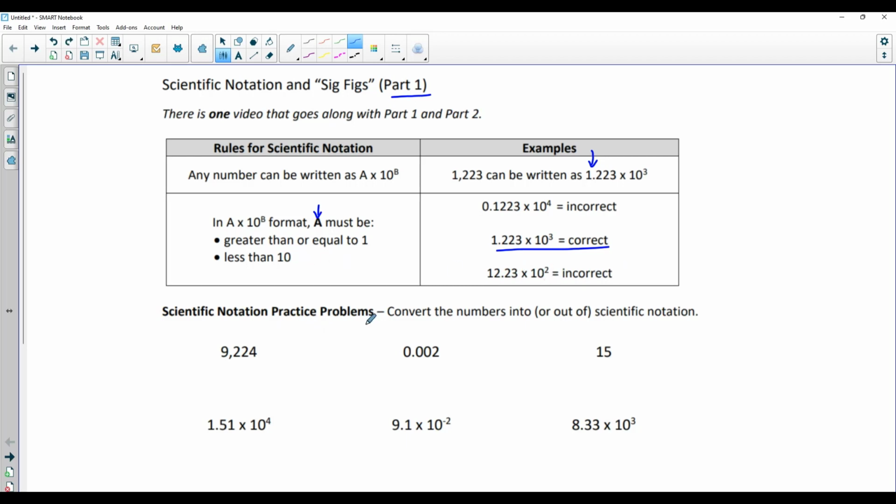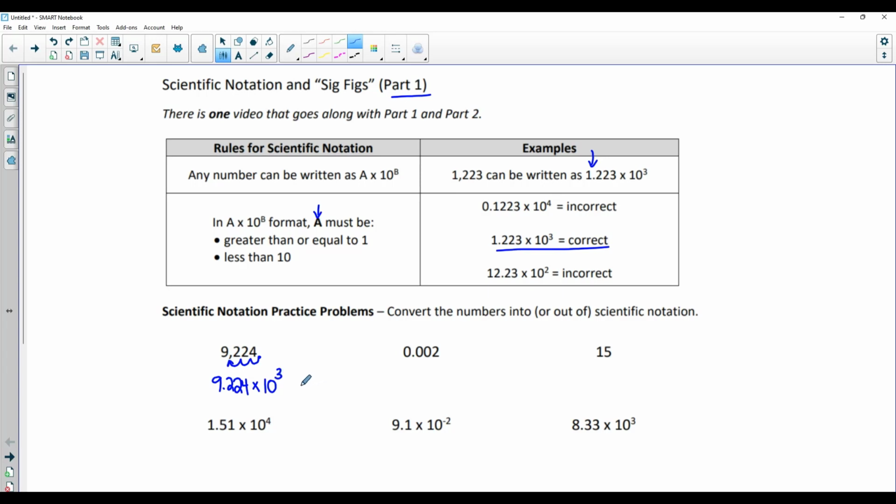Next up, for these practice problems, we're going to convert the numbers into or out of scientific notation. Now, this number right here is written in standard form, so we're just going to go into scientific notation. And the way I personally do this is I imagine or draw the decimal to be right there, and then I'm going to move it 1, 2, and 3 spaces to end up with 9.224. And we follow that up with times 10, and we have to raise it to the power of 3.